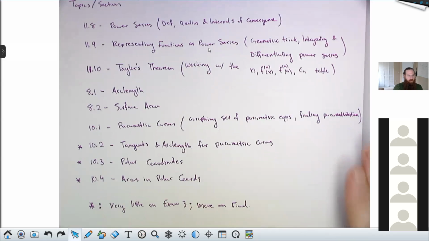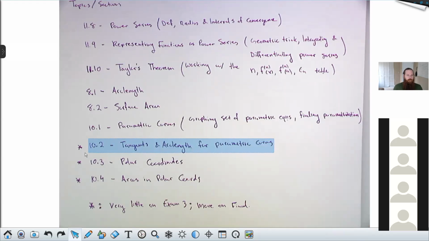Specifically, the things that I could ask you to do from those sections on exam 3, tangents and arc lengths of parametric curves. I could ask you to find the horizontal or vertical tangents. I could ask you to set up an integral for an arc length, but really here I wouldn't expect much of anything from this on exam 3. This will mostly be on the final.